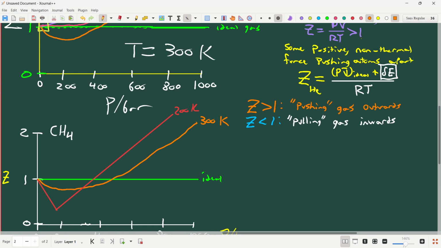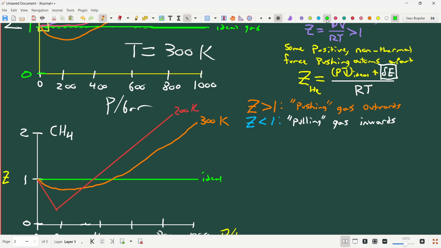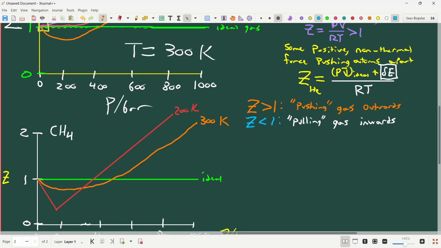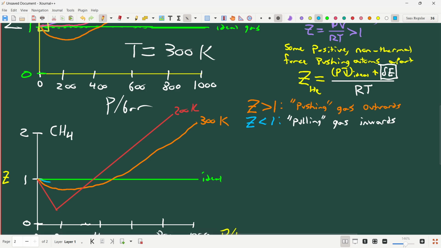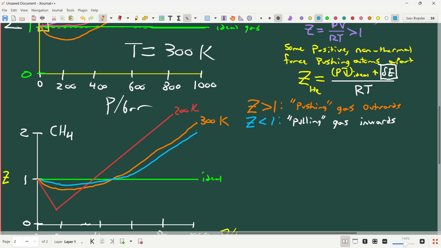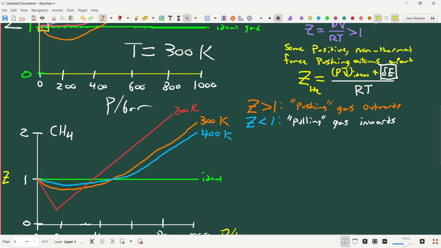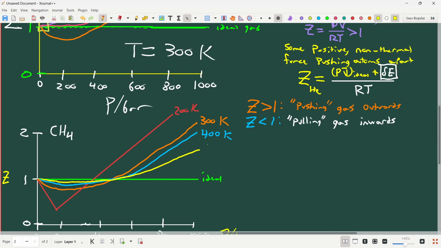So at 400 Kelvin, we'll do blue. For 400 Kelvin, the system barely deviates negative, and then it grows, increasing more slowly than 300 Kelvin. And then for 600 Kelvin, the hottest temperature that I have in my data, it barely deviates at all negatively, and it grows more slowly than the other ones do as well.